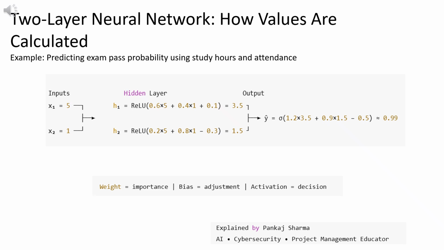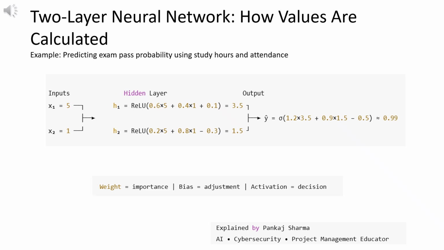In this video, I'll explain a two-layer neural network clearly, simply, and with real data, all with one simple example. The example is predicting exam pass probability for a student based on study hours and attendance. Let's now see how a neural network actually calculates values.